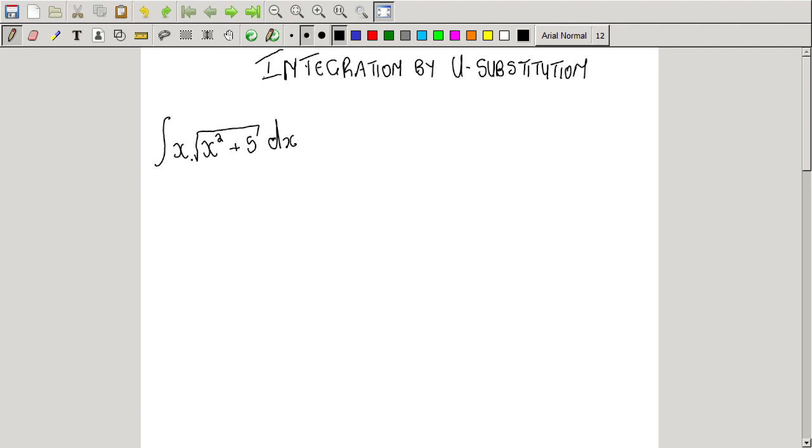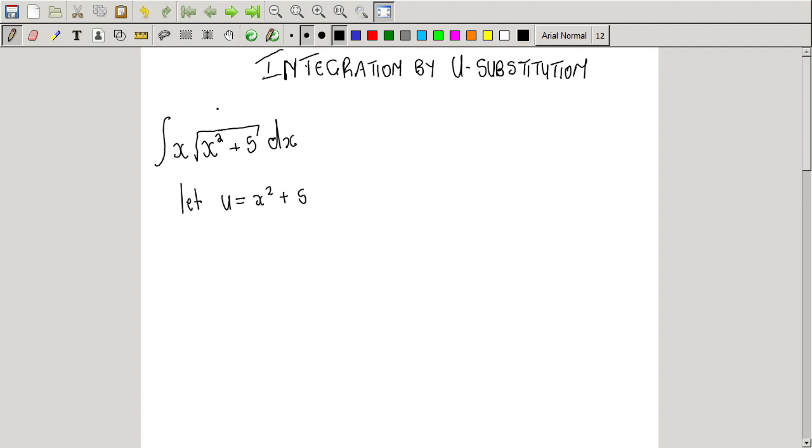In this case, we are given two functions. We are given this function and this composite function. So we have to choose one of these to be our U. To choose what to take as U, it's very advisable that at all times you choose your composite function or the component of the composite function to be your U. So in this case, you're going to choose the component of the composite function, which is x squared plus 5. We let our u be equal to x squared plus 5.